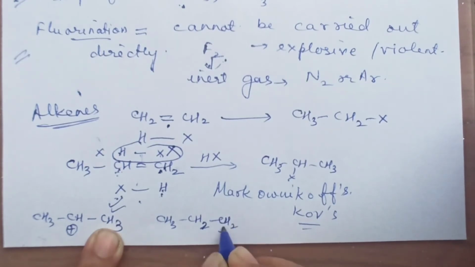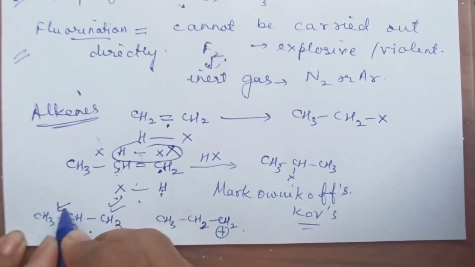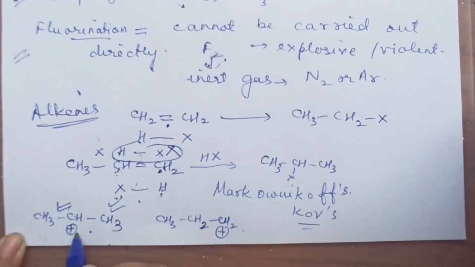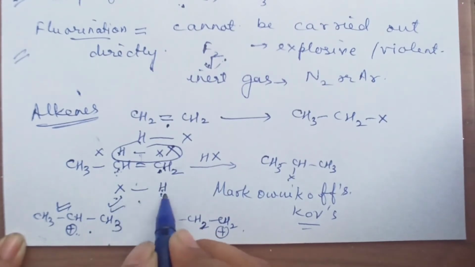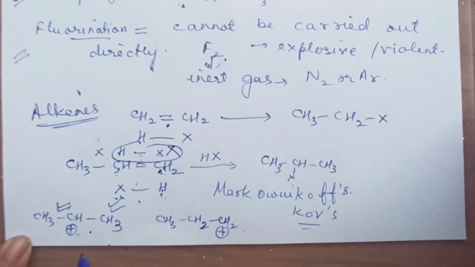CH2, then I get a carbocation here. This is a 1 degree carbocation, this is a 2 degree carbocation. So the 2 degree carbocation is more stable, so this will be preferred. And if this is formed, then when you are adding HX, H adds on first. So H will prefer adding here because this is giving a secondary carbocation.